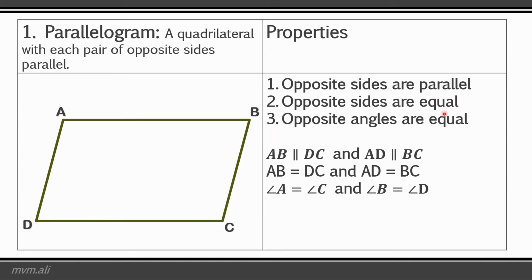Opposite sides are equal. If opposite sides are parallel, then obviously the lengths of the sides will also be equal. That means AB is equal to DC and AD equal to BC. These two pairs of sides are equal. Then the third property is that opposite angles are equal. Not only opposite sides are equal, also opposite angles are equal. That means angle A equals angle C and angle B equals angle D. These are the opposite angles.